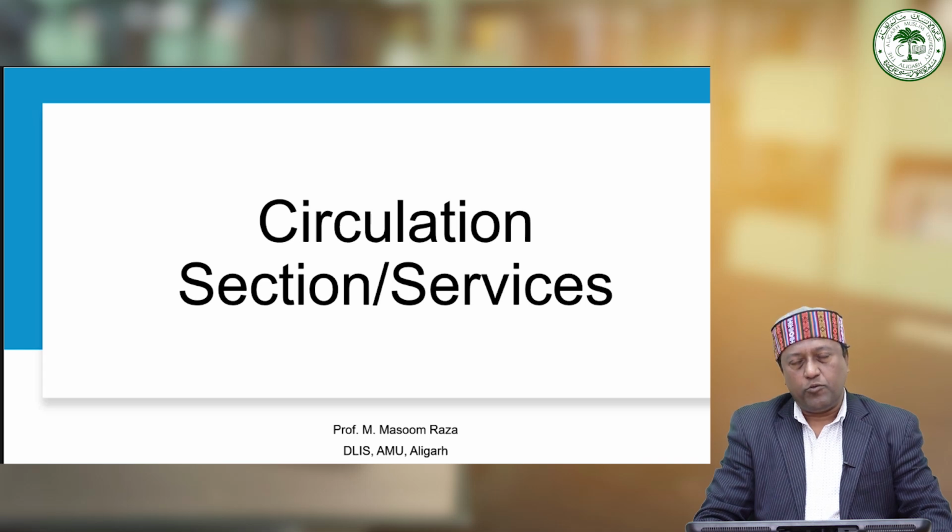So we have finished with the acquisition section and the technical section. We have seen the minute details of these two sections. And as you know, the library has probably 5 or 6 sections that we'll be discussing in this chapter, or this module. And the third most prominent is the circulation section.